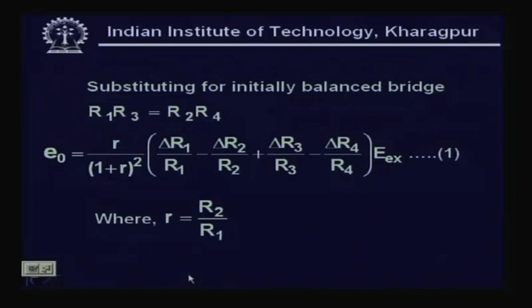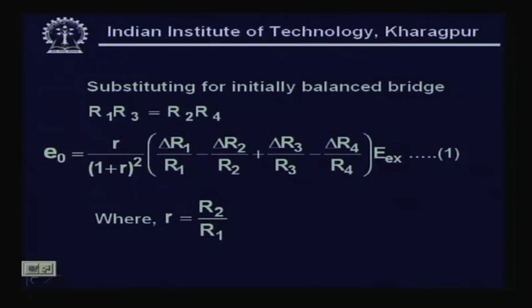Here small r equals R2 by R1. So, if all the resistances are initially equal, that means R1 equal to R2 equal to R3 equal to R4, then in that situation this factor will be simply 1, right.